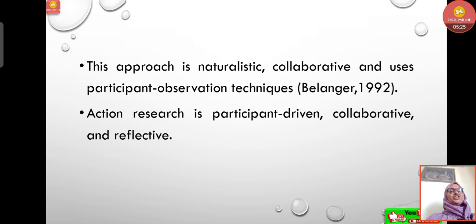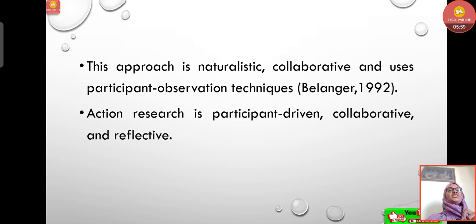This approach is naturalistic, collaborative, and uses participant observation techniques. This is given by Bellinger in the year 1992. Very well said. It's naturalistic. Naturally, the teacher finds out the problem and tries to find the solution. Collaborative also, sometimes teachers assemble together and find out the school problem also related to the learners, and use participant observation techniques. They use participant observation techniques to find out the solution of the problems.